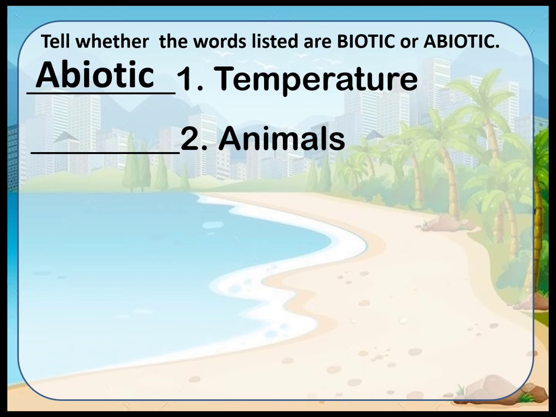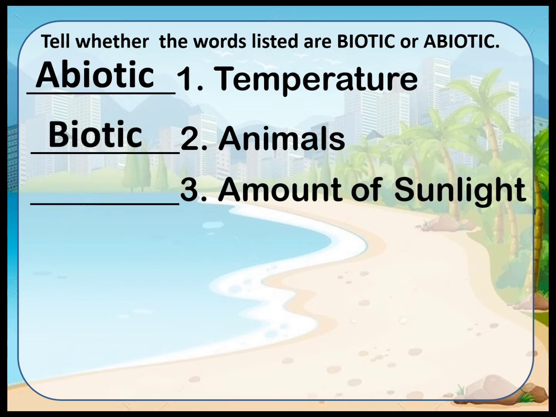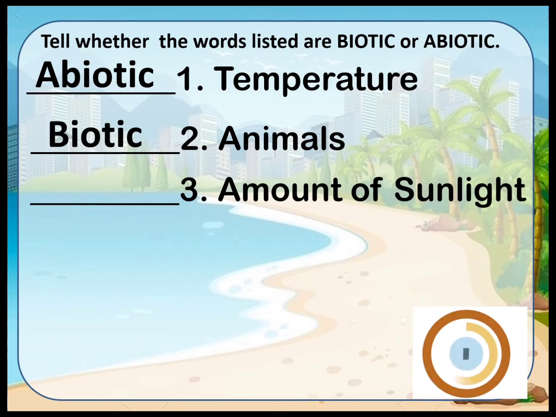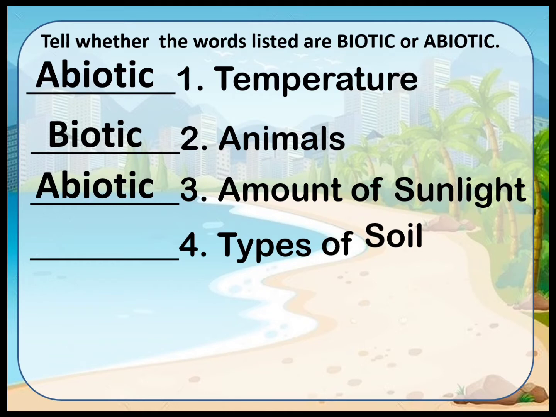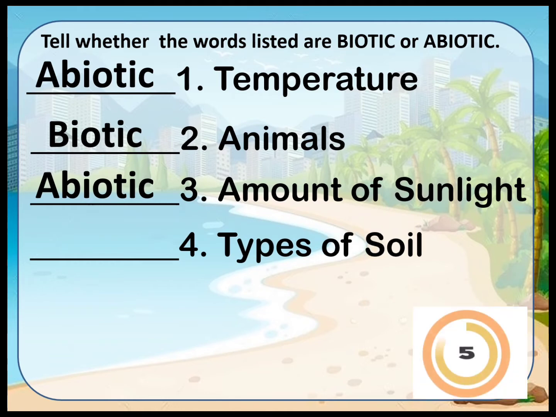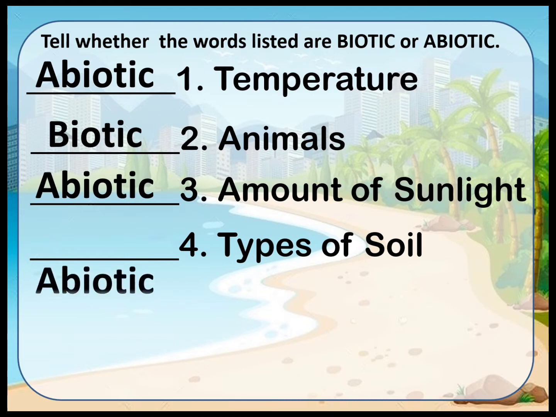Great! It is biotic. For the third item, amount of sunlight. If your answer is abiotic, then you are correct. Number 4. Tell whether it is biotic or abiotic. Types of soil. Amazing! The answer is abiotic.